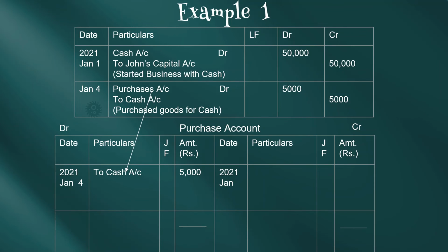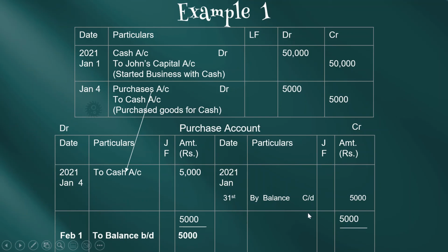Now next entry, purchases account. Already we posted here, and there is only one entry on the debit side, so I put the total of the debit side, and the same total on the credit side. No entries are there, so that same amount I write as by balance carried down with the total amount, and on the opposite side, when you write the balance, you write the balance brought down.